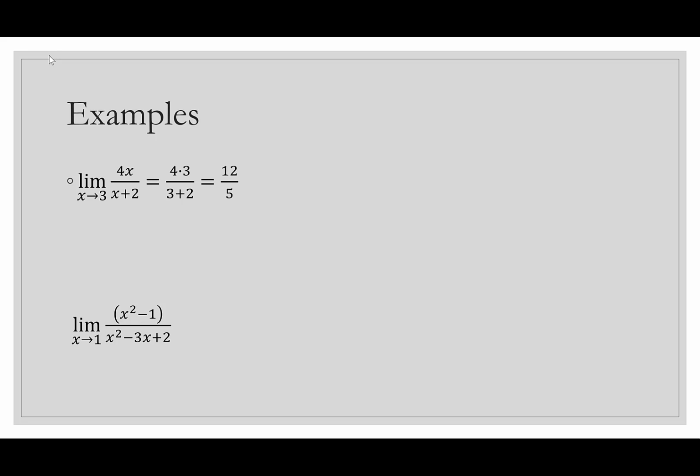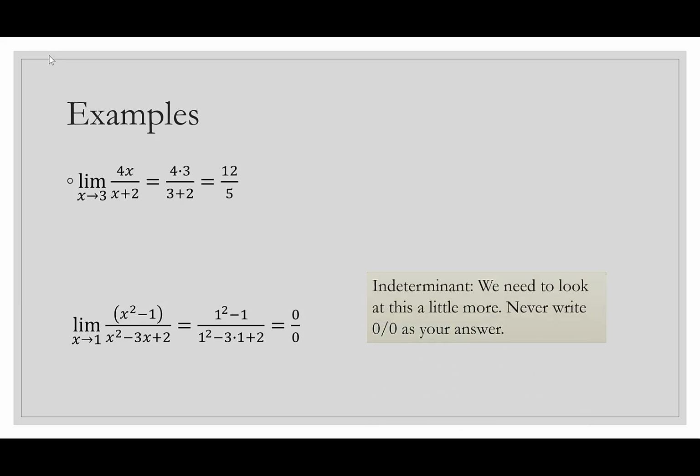Let's try x squared minus 1 over x squared minus 3x plus 2, and I'm looking at the limit when x goes to 1. Plug in 1. I get 1 squared minus 1 over 1 squared minus 3 times 1 plus 2. That's 0 over 0. Okay, remember we said 0 over 0 says we need to do more work. This is indeterminate. You're never ever going to write 0 over 0 as your answer. That's a good way to get something wrong. 0 over 0 is never your answer. 0 over 0 says let's look at it a little more.